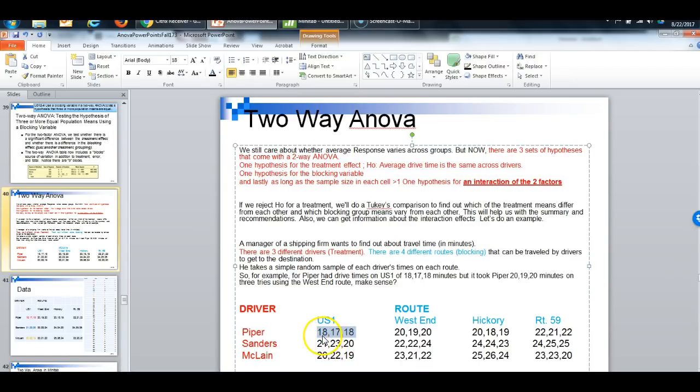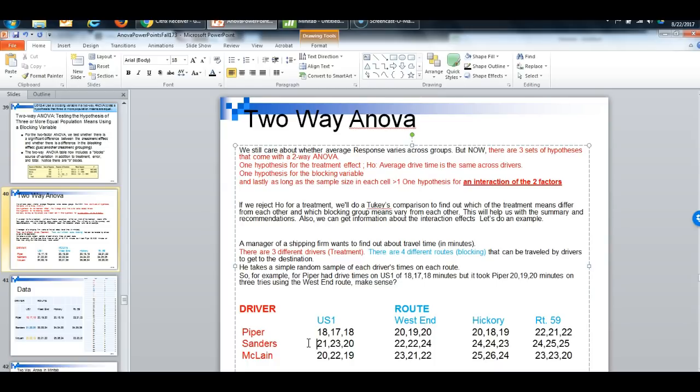When Piper goes on US1, he did it 3 different times. And so they took a sample of his drive times. And when Piper went on US1, it took him 18, 17, and then another time 18 minutes to go from point A to point B. If the route was the west end, then it took Piper 20, 19, and 20. If it were Hickory route, it took him this long in 3 different tries. And if it were Route 59 that he was taking, then in a sample of 3 different times that he was traveling, it took him 22, 21, and 22 minutes.